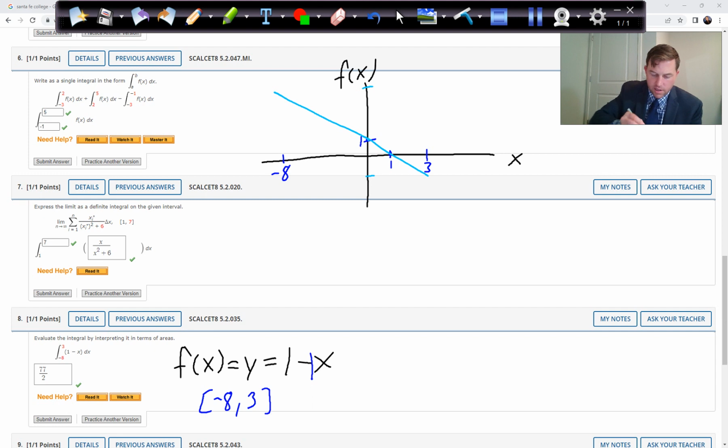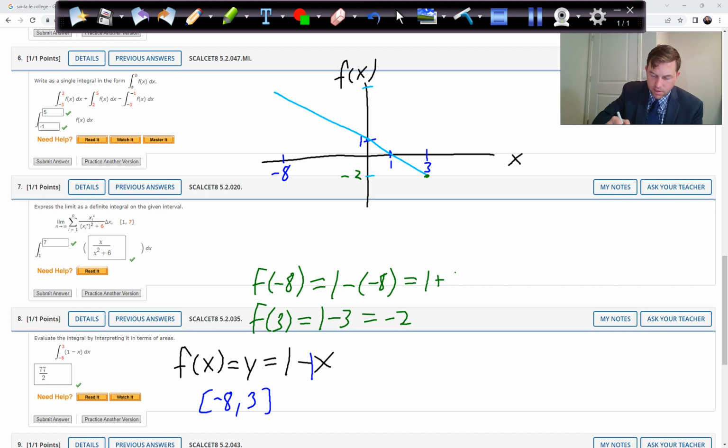So when we plug in f of 3, we get 1 minus 3, which is -2. So this one's at -2. That's the dot for that. And then let's plug in f of -8. 1 minus -8, which is 1 plus 8, which is 9. So this one is 9 units high. And the integral represents the area between the curve and the x-axis. So this gives us two areas, A1 and A2.